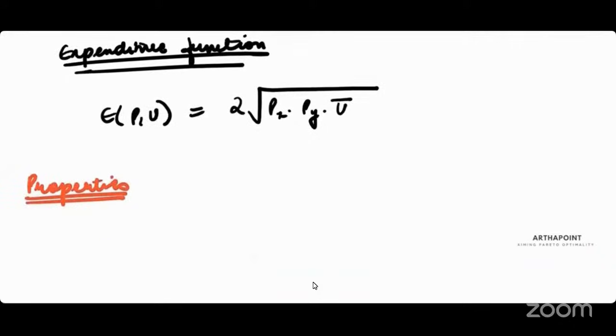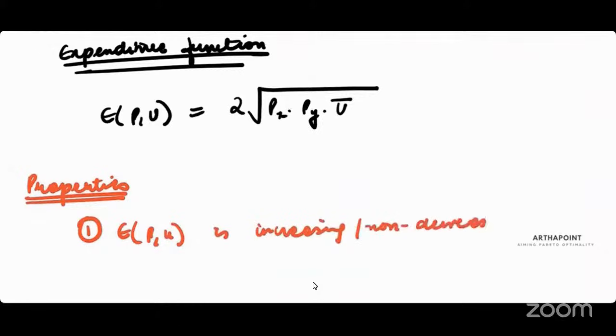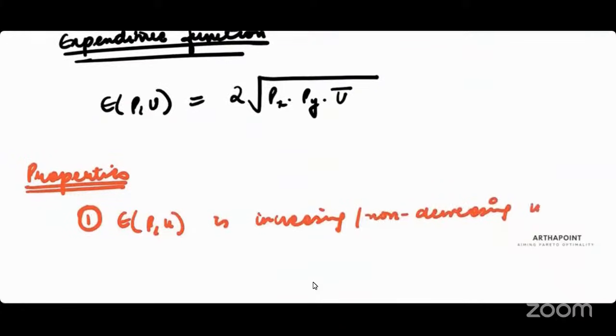So what are the properties that we have? First, the expenditure function is increasing. And if not increasing, then definitely you can say non-decreasing. They're the same thing with a slight difference. So it is increasing in prices.